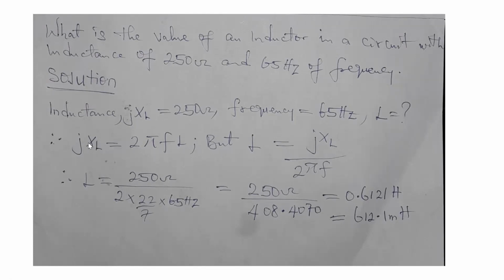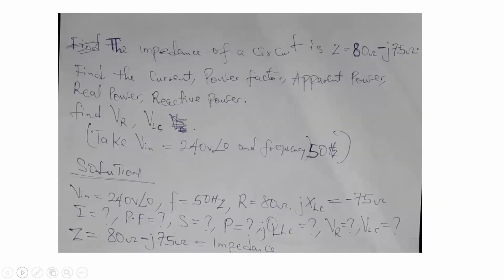We have jXL is equal to 2πfL. But what we are looking for is L. So we make L the subject of the formula. So it will give us jXL over 2πf. So we put our values: 250 divided by 2 times 22/7 times 65. And we have 250 ohms divided by 408.4070. And what we have as the value is 0.6121 Henry, or you say it is 612.1 millihenry.